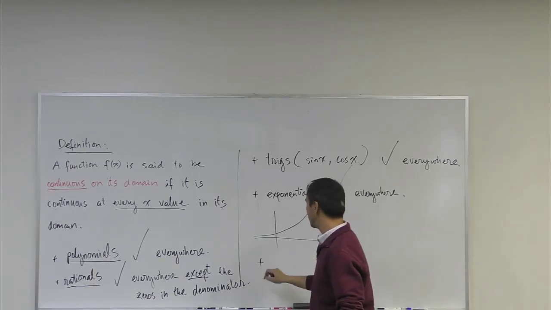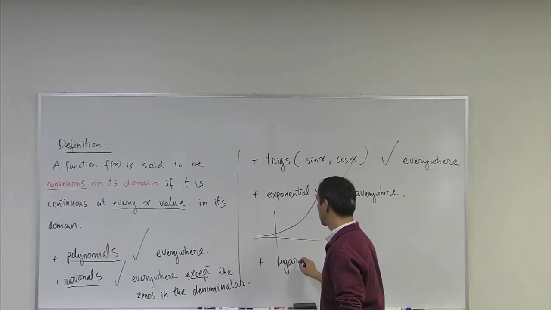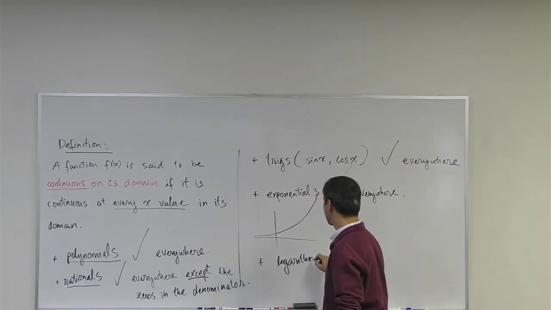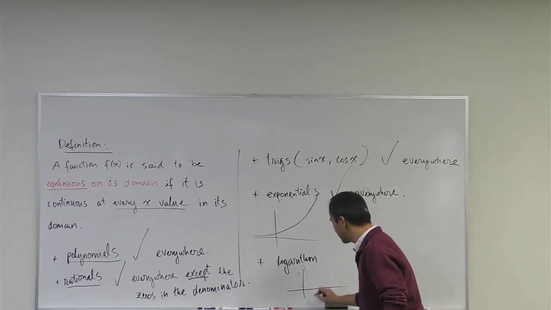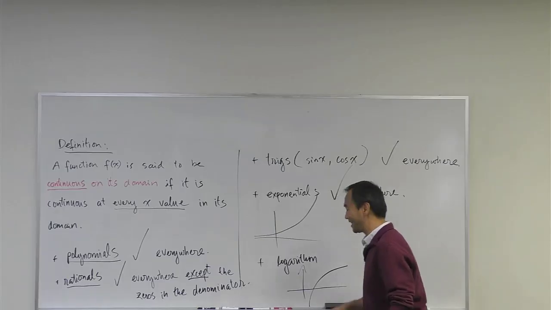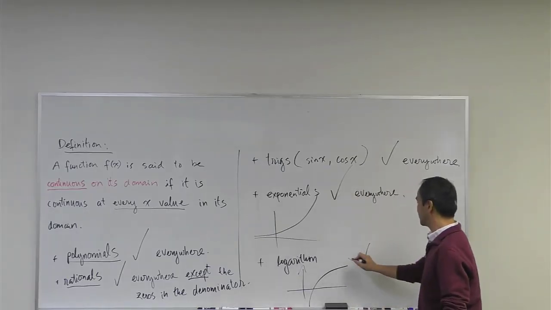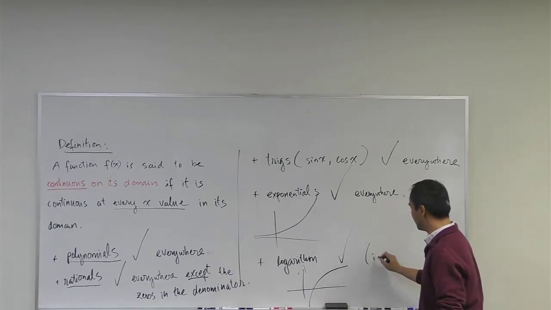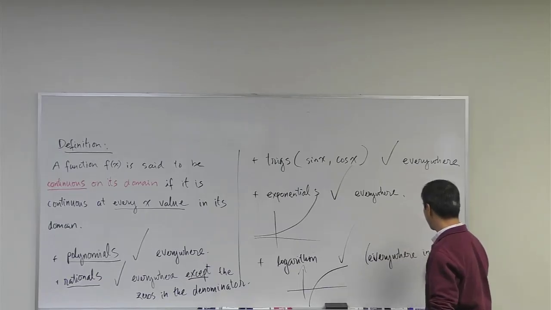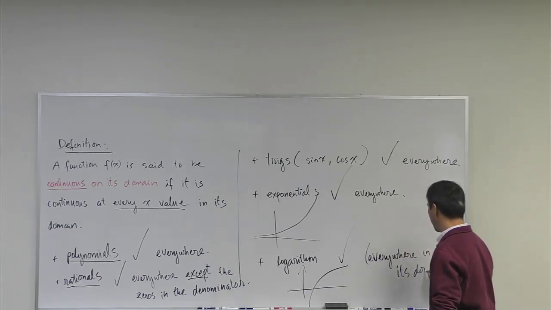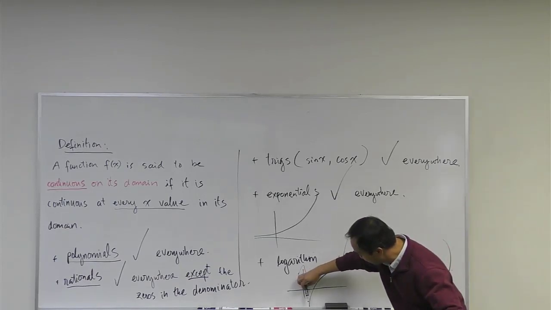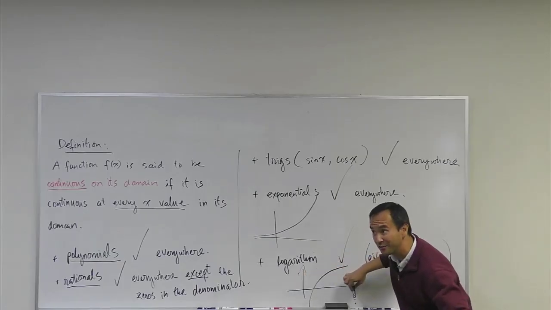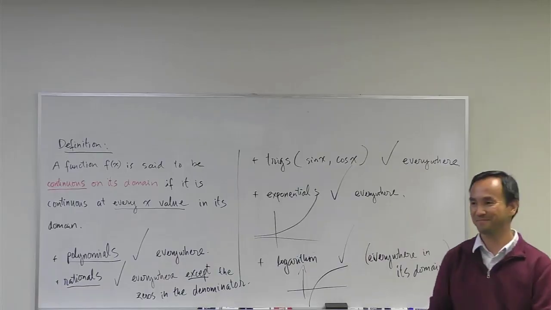And then your logarithms. For the logarithms, the graph looks like this for the most standard ones, right? And so these guys are continuous as well. Be careful, everywhere in its domain. See what I mean? The domain for a logarithm is only anywhere that's greater than 0. Right? Not even x equals 0. Okay.